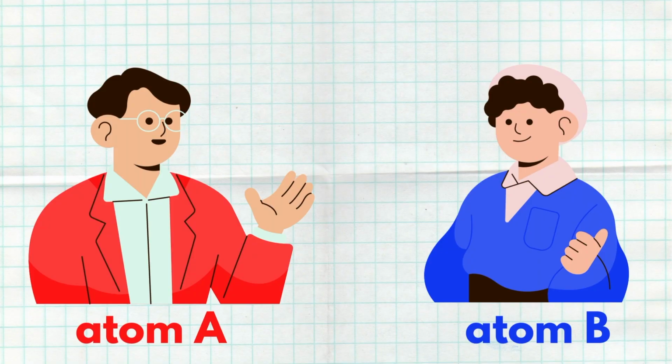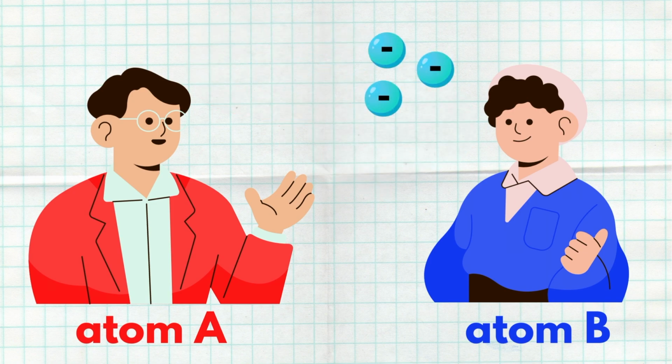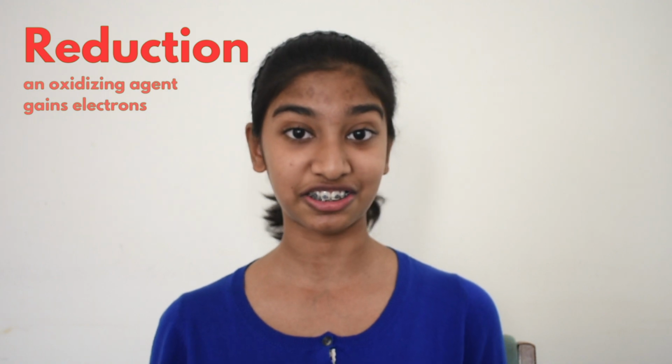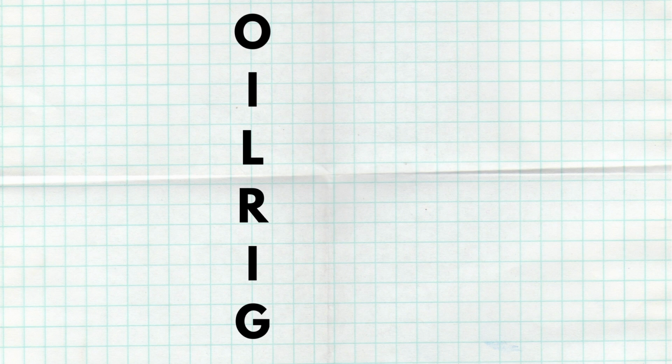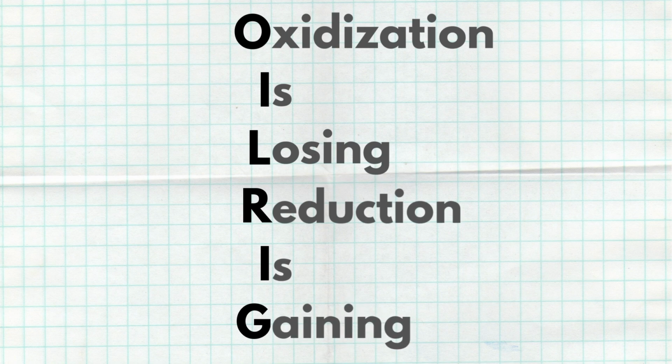It is easiest to view redox reactions as transactions taking place between the atoms, using electrons for their currency. In the simplest terms, reduction is when an oxidizing agent gains electrons, and oxidization is when a reducing agent loses electrons. A common way to remember this is using the mnemonic OIL RIG, which stands for oxidization is losing electrons, and reduction is gaining electrons.